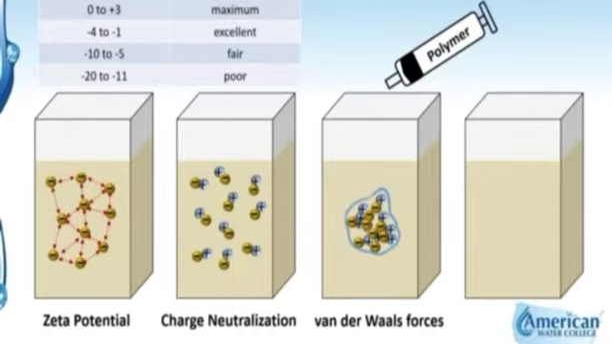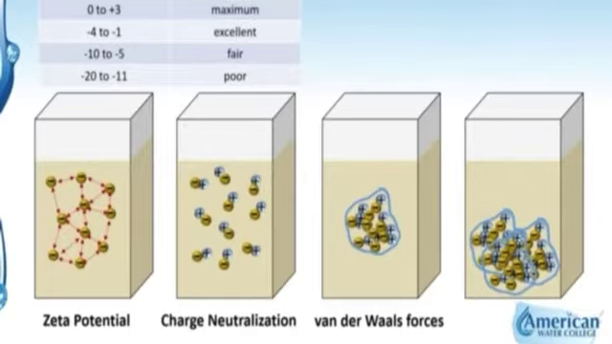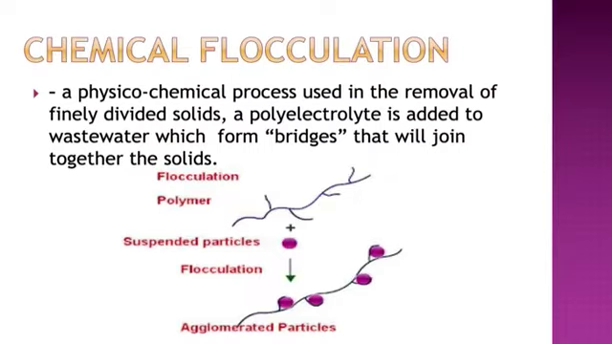And we are adding polymer. With the polymer, there will be van der Waals forces that act as a bridge between those attracted ions, and with that it will form into a floc. When the floc becomes denser than water, it will settle down, and you can withdraw the clear water from the wastewater effluent.